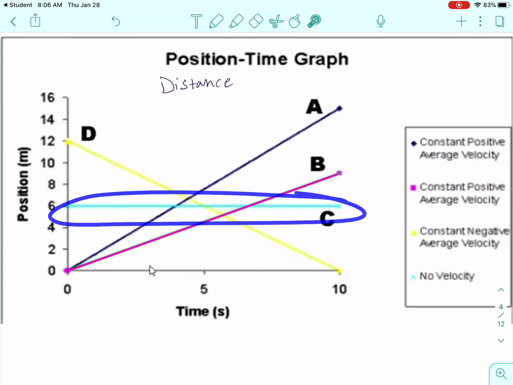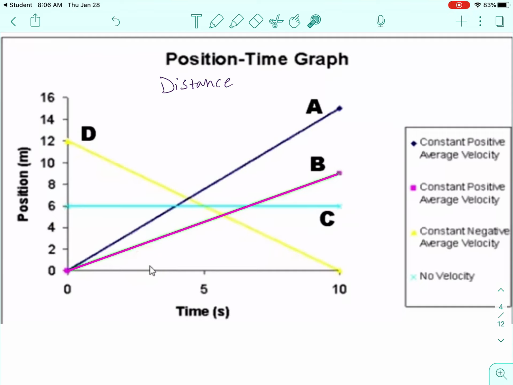And C, you don't have a velocity because you don't have a slope. You are staying at the 6-meter position for this whole 10 seconds here. You're staying there the whole time, so you don't have a velocity.